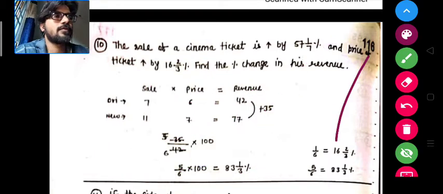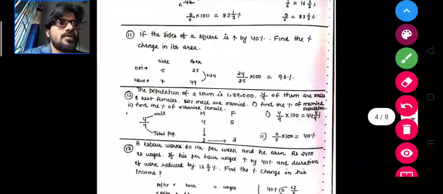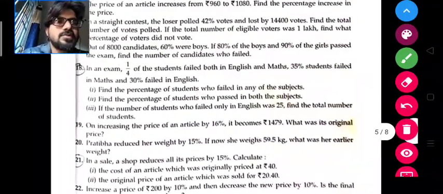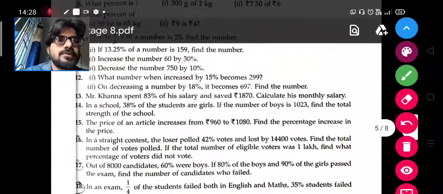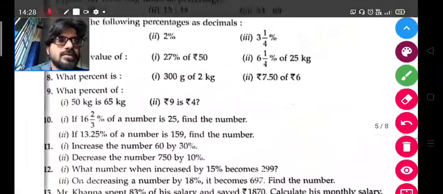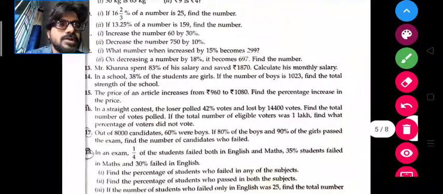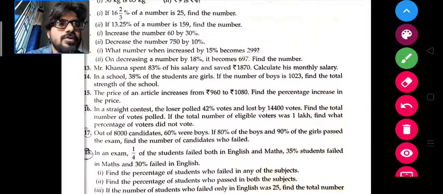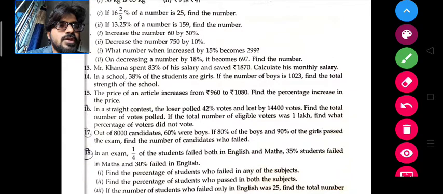Okay, now we'll take some book questions. We'll come to these later. We will take some book questions, and the book questions here are this one. Let's take the 16th question. In a straight contest, a loser polled 42% votes and lost by 14400 votes. Find the total number of votes polled. The total number of eligible votes was 1 lakh. Find what percent of the voters did not vote.